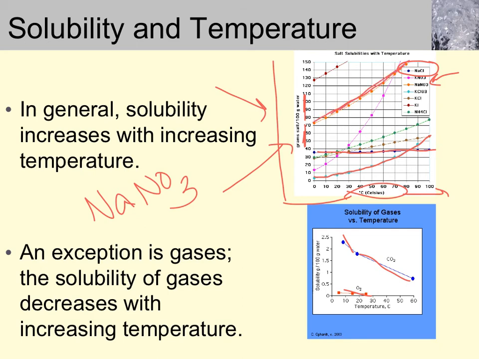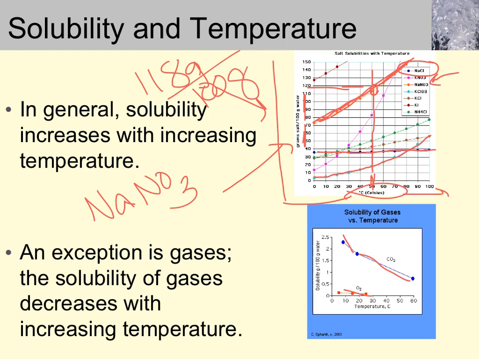And the line represents the saturation point, which is the maximum solubility. Then you'd have to find 50 degrees and walk your way up to the curve. And you'd have to say, okay, the solubility of sodium nitrate at 50 degrees is about maybe 118 grams per 100 grams of water.